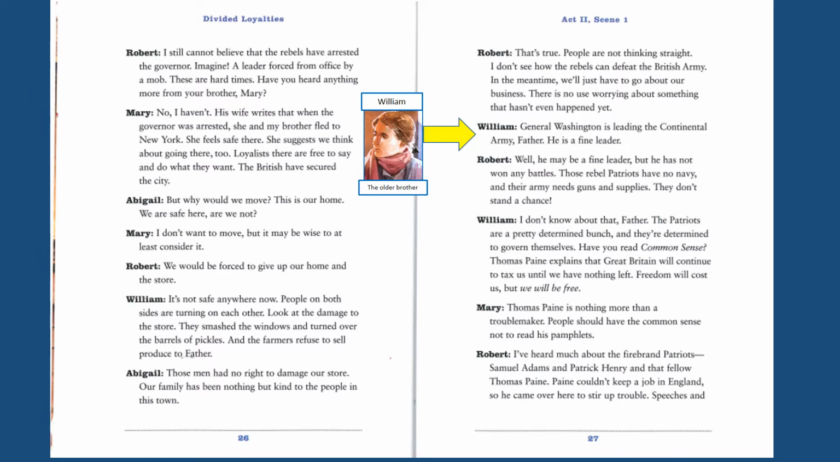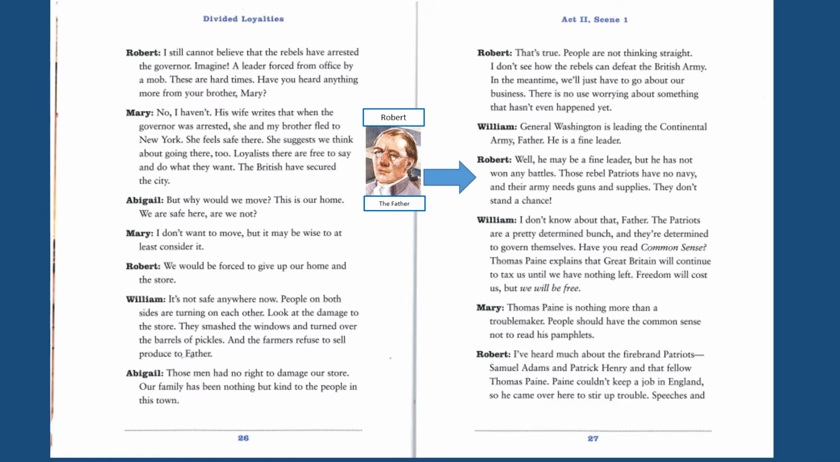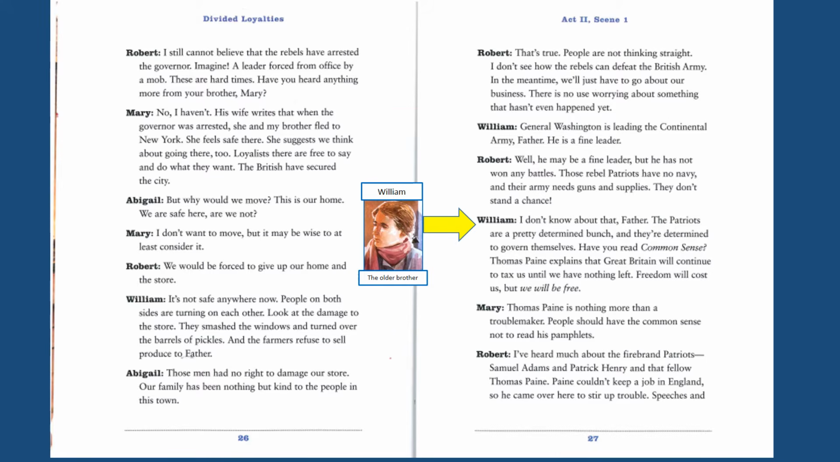General Washington is leading the Continental Army, Father. He is a fine leader. Well, he may be a fine leader, but he has not won any battles. Those rebel patriots have no navy, and their army needs guns and supplies. They don't stand a chance. I don't know about that, Father. The Patriots are a pretty determined bunch, and they're determined to govern themselves.